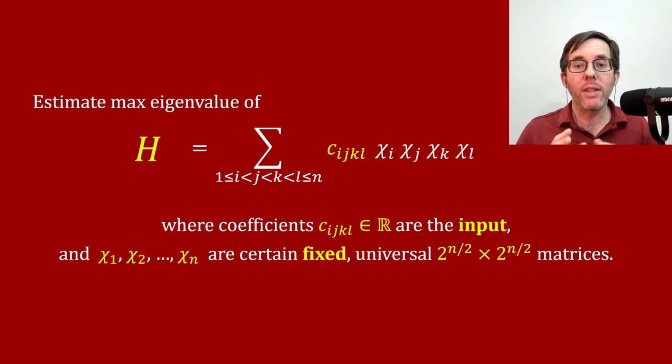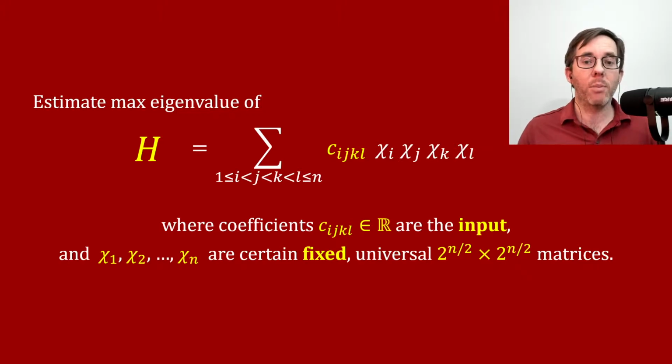I really want to emphasize that these are completely fixed matrices. They're sometimes called Majorana fermion operators or gamma matrices. And the only input to the problem is the coefficients C. I could write down an explicit formula for the chi matrices, but instead I'll just now tell you everything you need to know about them.